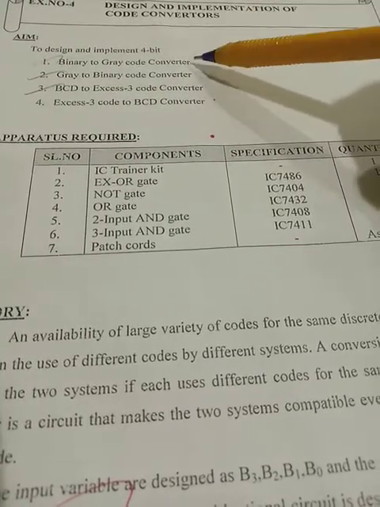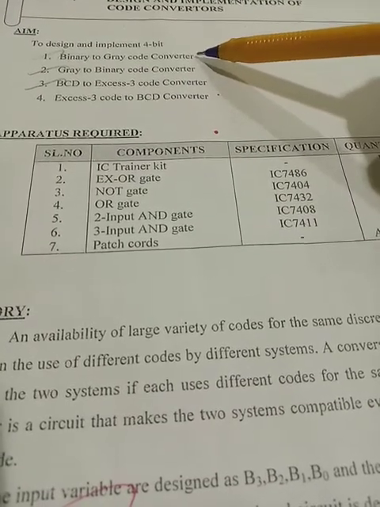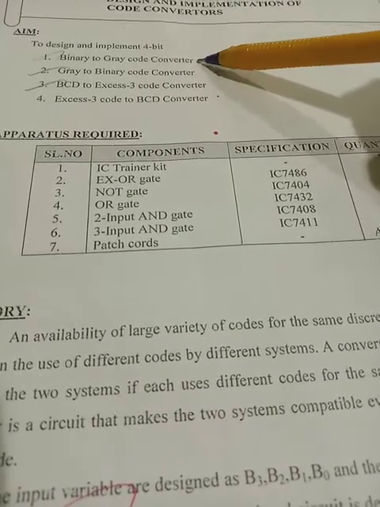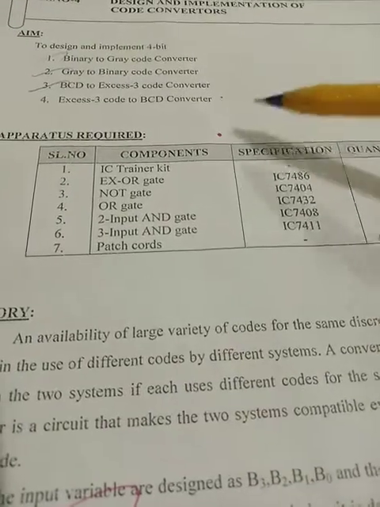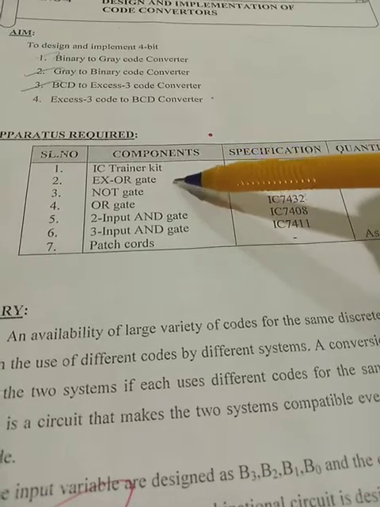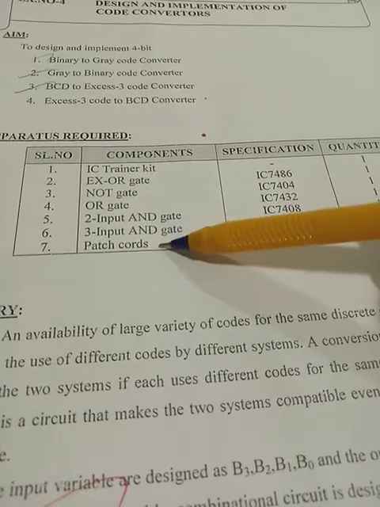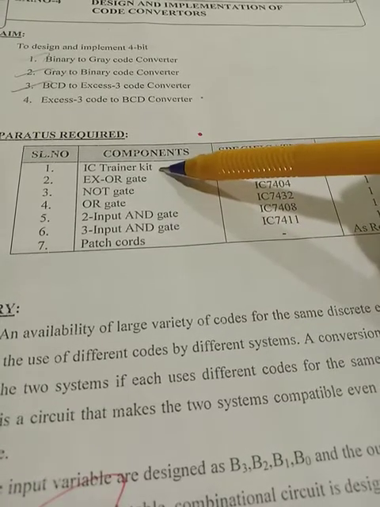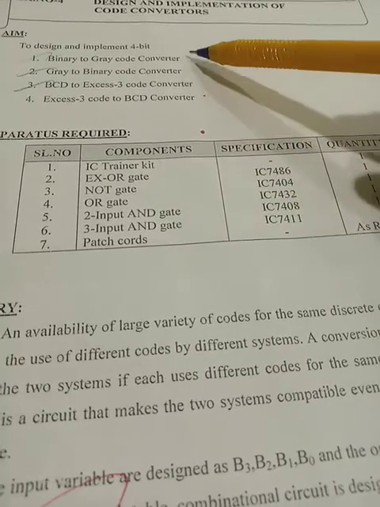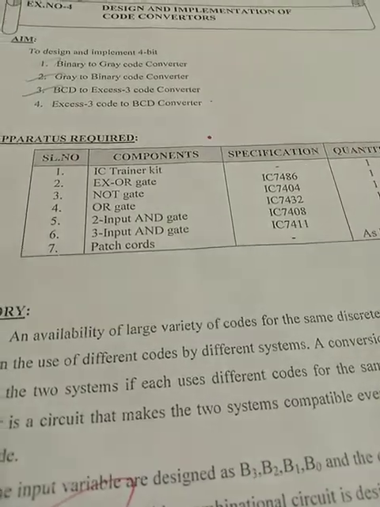So in this class we are going to implement the logic diagram and circuit diagram, and we are going to verify the truth table for the binary to gray code converter. Here the components required are the IC trainer kit, the XOR gate, that is sufficient, and patch cards. So these three are the components required to rig up the circuit and verify the truth table for the binary to gray code converter.